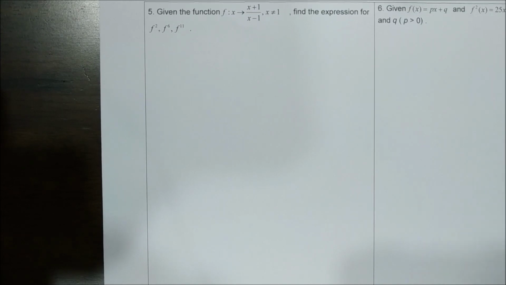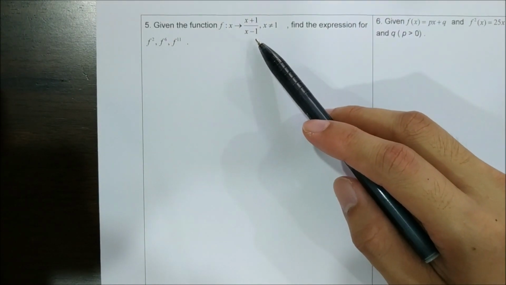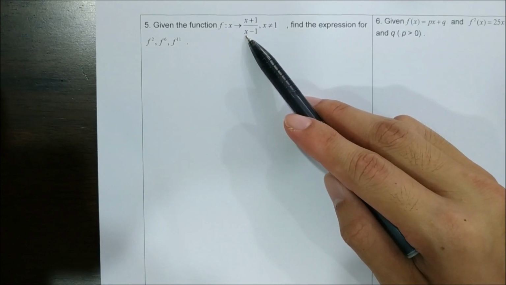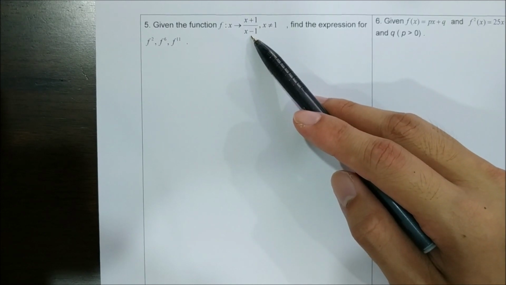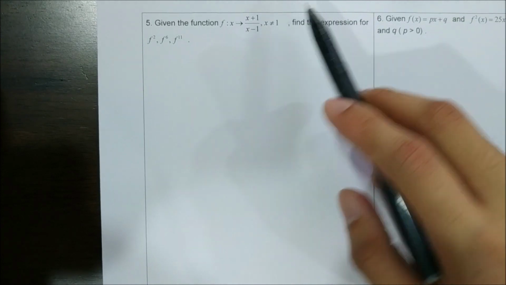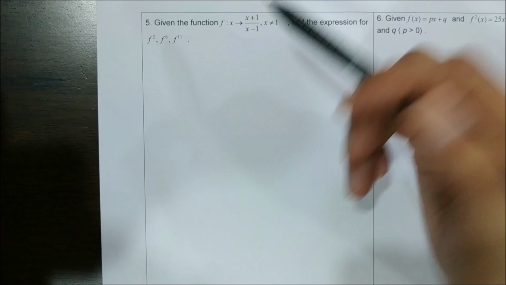Question number 5. Given the function f(x) equals to (x plus 1) over (x minus 1), where x is not equals to 1, because if x is 1, 1 minus 1 will be 0. When you divide with 0, you have an undefined answer. Okay, so find the expression for f^2, f^6, and f^11.